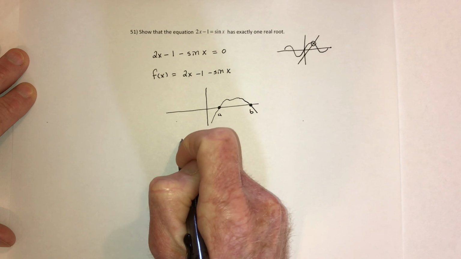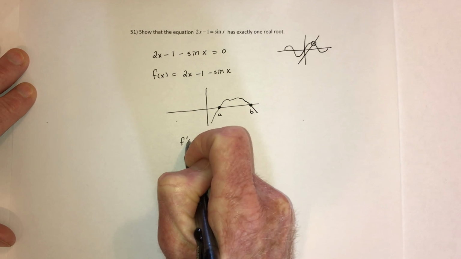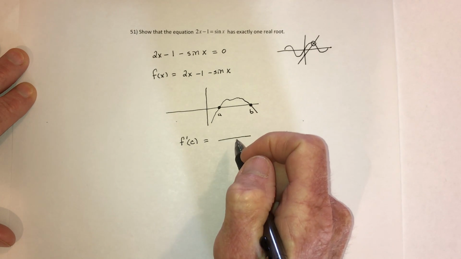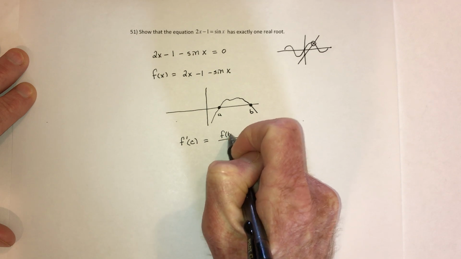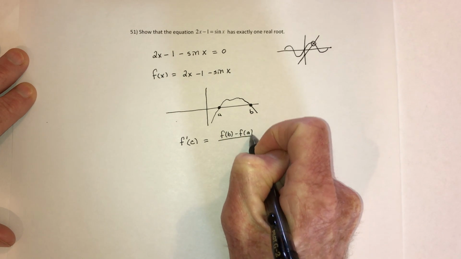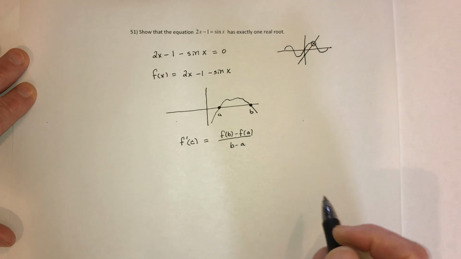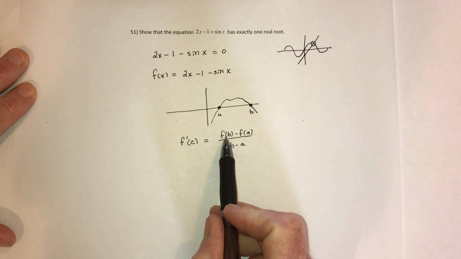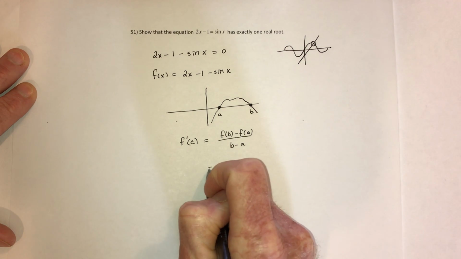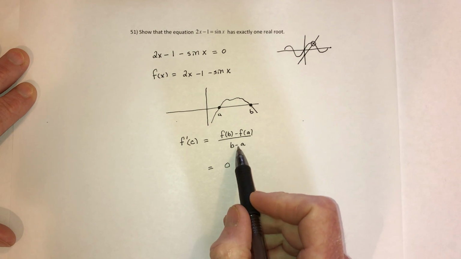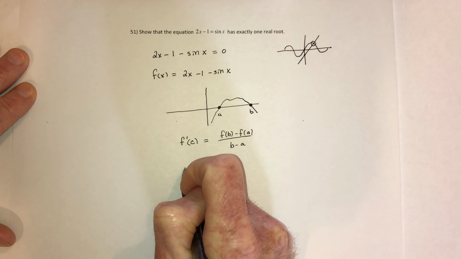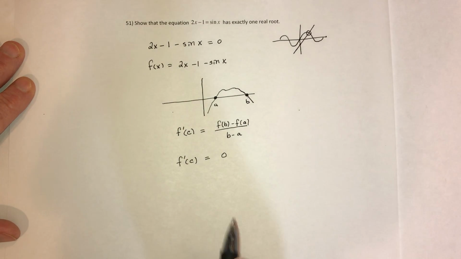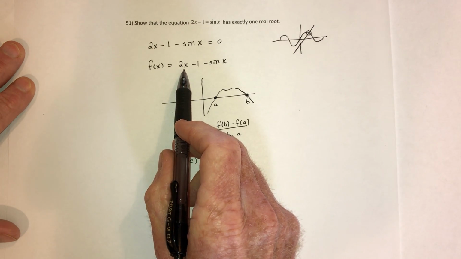So the mean value theorem says that there's going to be a place where the derivative is equal to the slope of the secant line. Well, because f of b is equal to 0 and f of a is equal to 0, this is going to be 0 minus 0, and then 0 divided by b minus a equals 0. So there has to be some place where the derivative equals 0. So now actually take the derivative and see if that's possible.